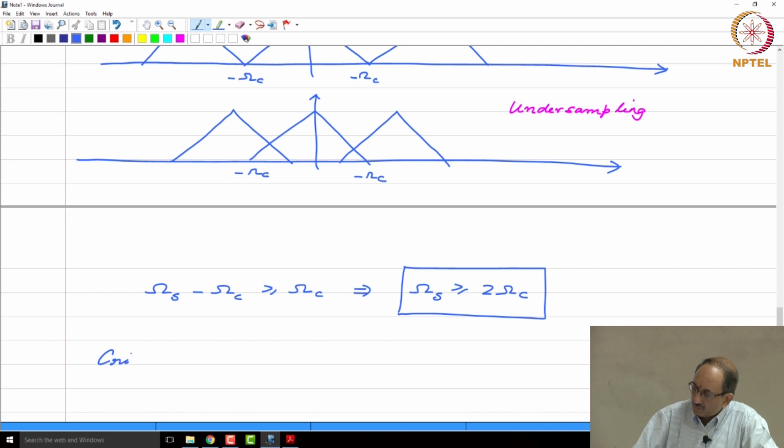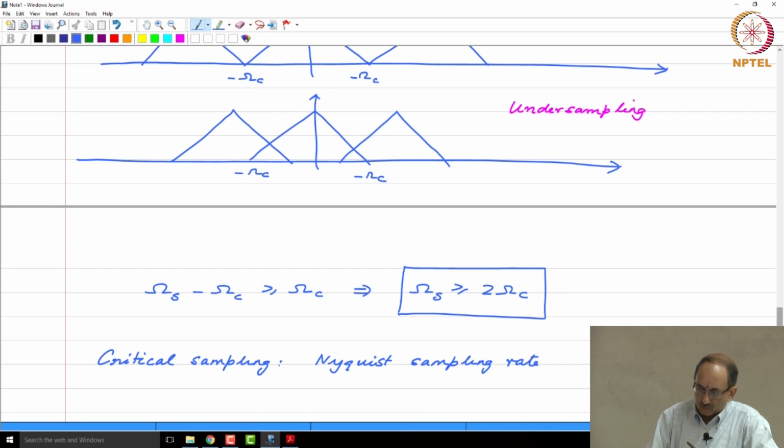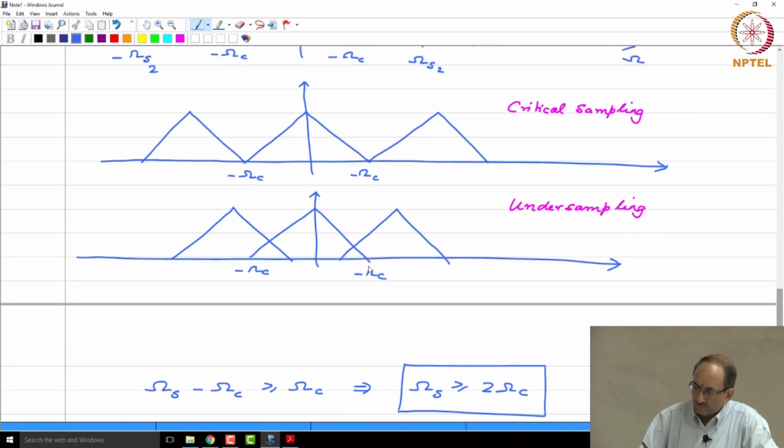Therefore, this is critical sampling, and when you satisfy the theorem such that these two repetitions just about abut each other but do not overlap, that particular sampling frequency is called the Nyquist sampling rate. And this you must also have heard.